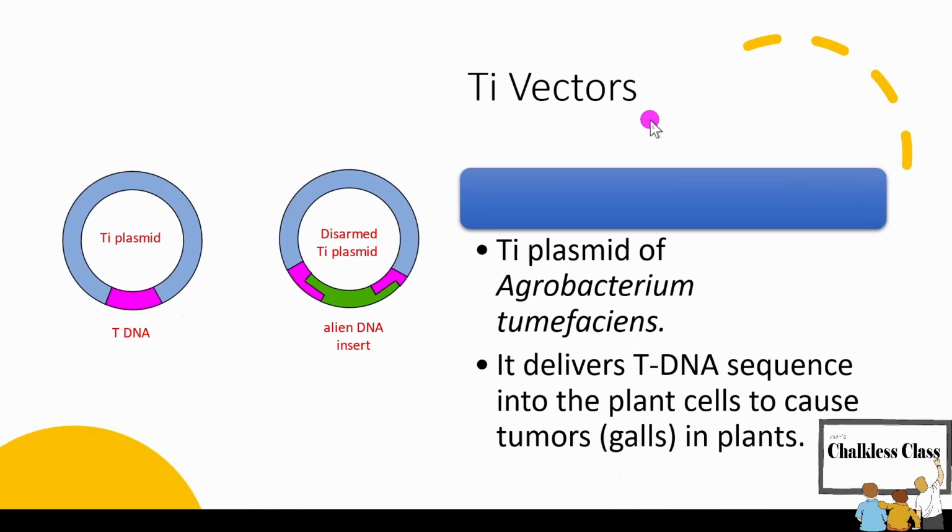Tumor inducing vectors. In short, we call them Ti vectors. For example, the Ti plasmid of Agrobacterium tumefaciens. This is the plasmid of Agrobacterium tumefaciens. It has a tumor inducing DNA. This is called T-DNA. By neutralizing the effect of the T-DNA, we are using the plasmid to deliver the DNA sequences into the plant cells. Normally, Agrobacterium tumefaciens causes tumors or galls in plants.